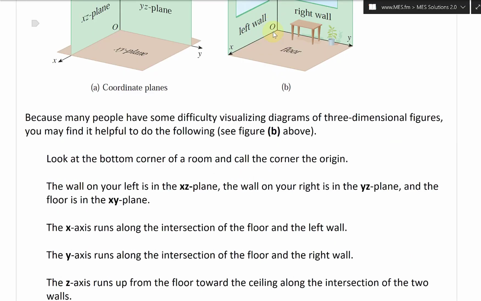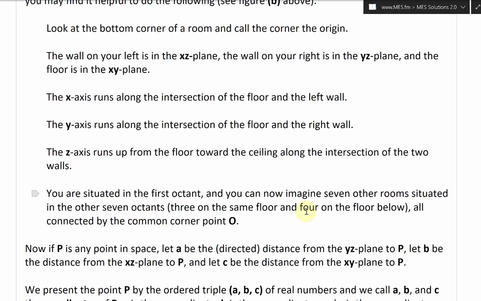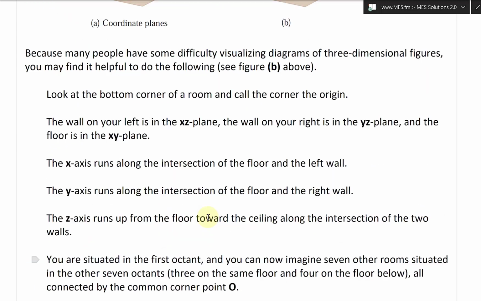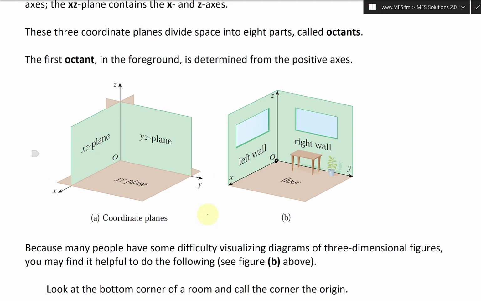And there are going to be 8 rooms total. You can now imagine 7 other rooms situated in the other 7 octants, 3 on the same floor and 4 on the floor below, all connected by the common corner point here. So if you're in this room, there's going to be another one here, and then 3, and then over here, and at the bottom you'll have 4 more underneath you.